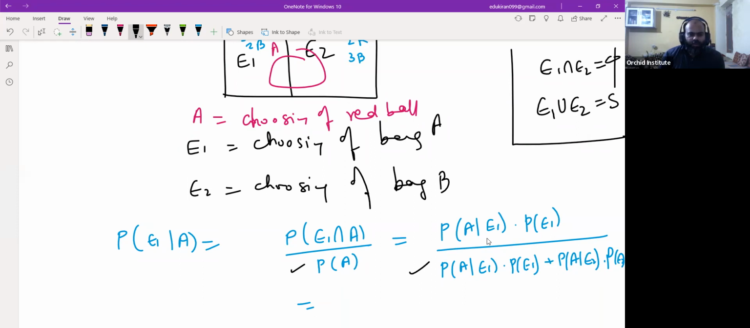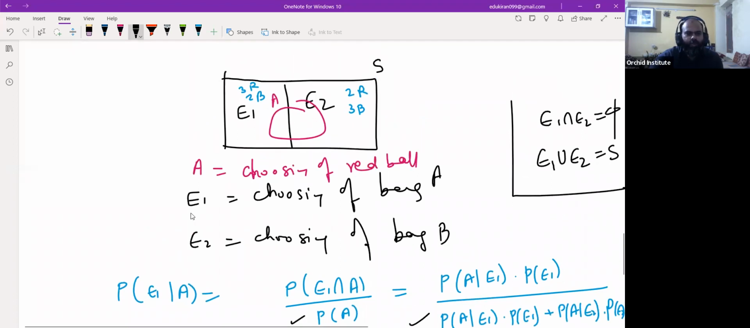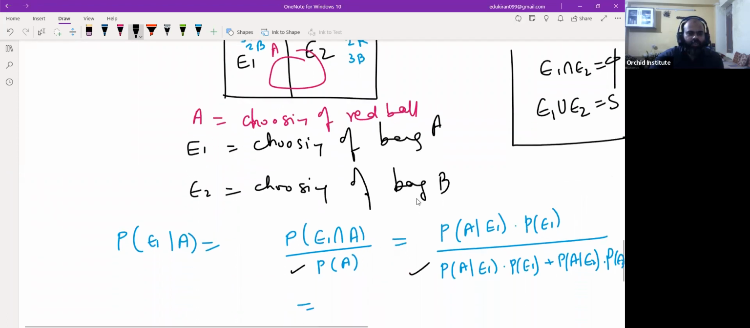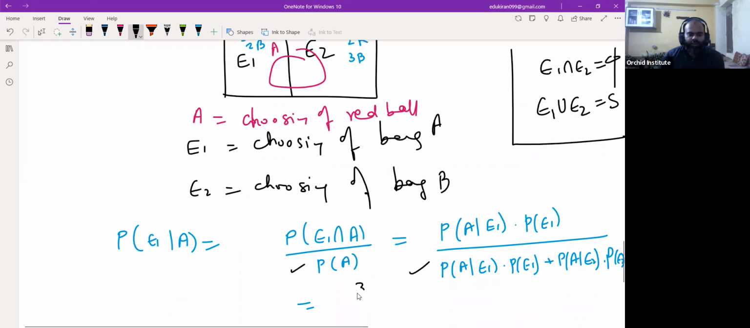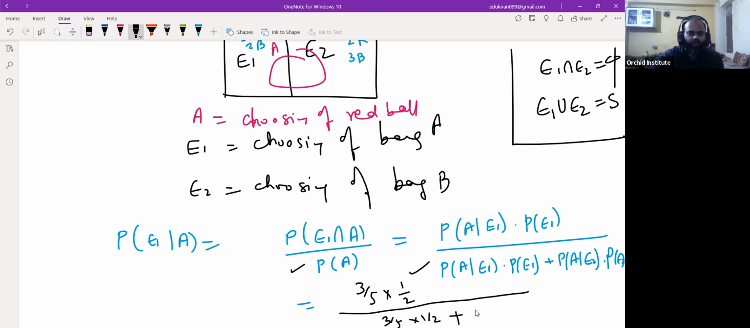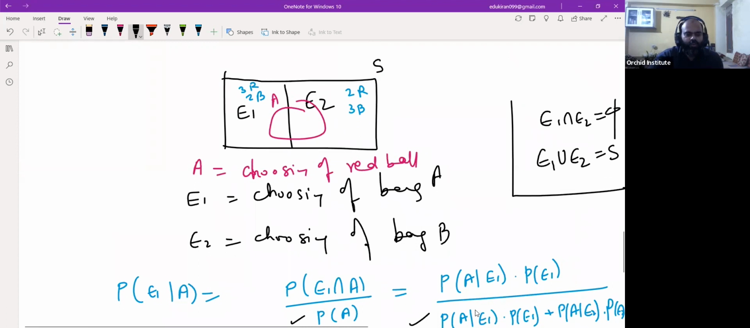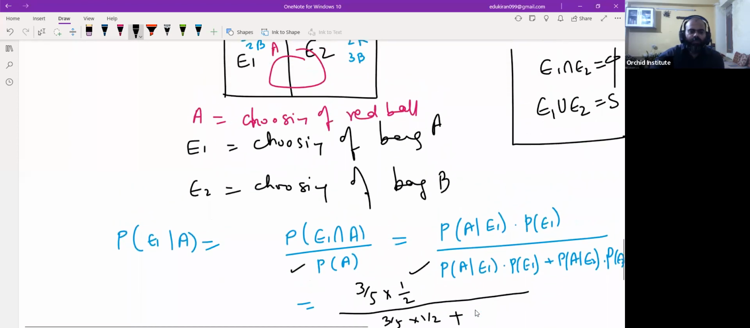Now P(A/E1) is not a difficult task. A by E1 means what is the probability of choosing a red ball when we have chosen the bag A. So red ball in bag A is 3 upon 5. We'll write it as 3 upon 5. And probability of E1, that is choosing of bag A, is half. Half bag A, half bag B. P(A/E1) is again 3 by 5 into half plus P(A/E2). So A by E2 is choosing of a red ball when bag B has been chosen, which is 2 by 5. So 2 by 5 into half.